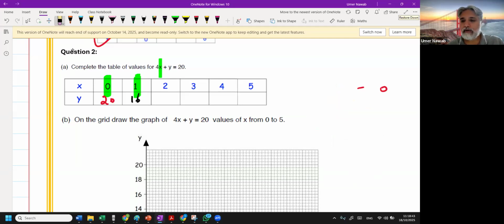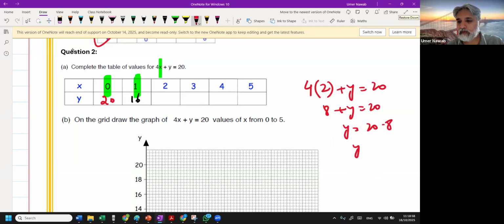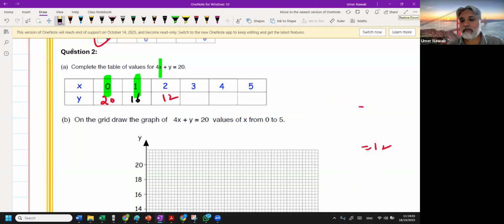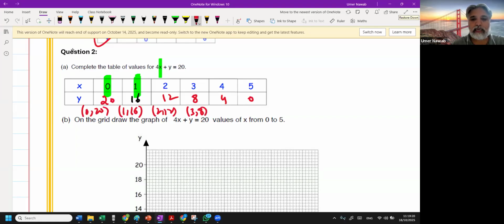Okay, now the value of x is 2. 4 times 2, so 8 plus y is equal to 20. y is equal to 20 minus 8, so y is equal to 12. So I'm going to write here 12. And then you carry on with this and complete the table. It will give you 8 and 4, and that gives you 0. So I have 5 points: 0, 20; 1, 16; 2, 12; 3, 8; 4, 4; 5, 0.